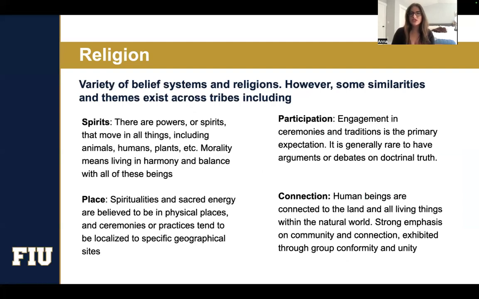There are a variety, as I mentioned, of belief systems and religions across the tribes and nations, but there are several similarities and themes that exist. And these include spirits, or the belief that there are powers or entities that move in all things, including animals, humans, plants. And morality means living in harmony and balance with all of the beings and things of the earth. Place is also important. Spirituality and sacred energy are believed to be present in physical locations and sites, which often means that there are ceremonies or practices that are localized to specific locations.